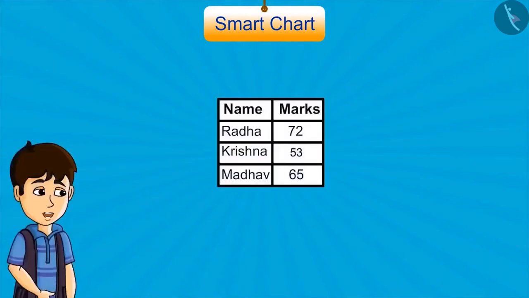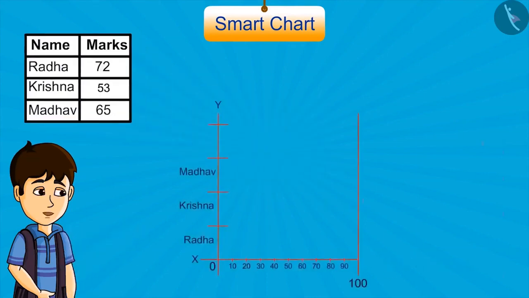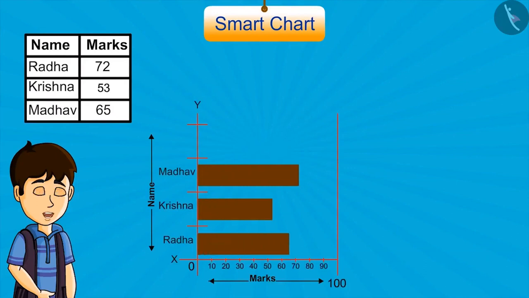For example, look at this data. Here are the marks scored by 3 students in maths. Radha got 72, Krishna got 53 and Madhav got 65. Come, let's represent this in strips.